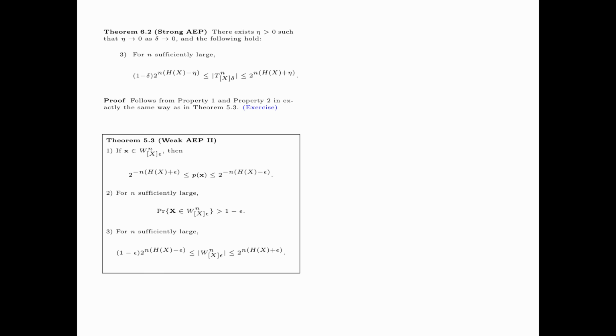Property 3 of strong AEP says that for n sufficiently large, the size of the delta typical set is approximately equal to 2 to the power n times the entropy of X. The proof of this property follows from property 1 and property 2 of strong AEP in exactly the same way as in Theorem 5.3. So we leave this as an exercise.